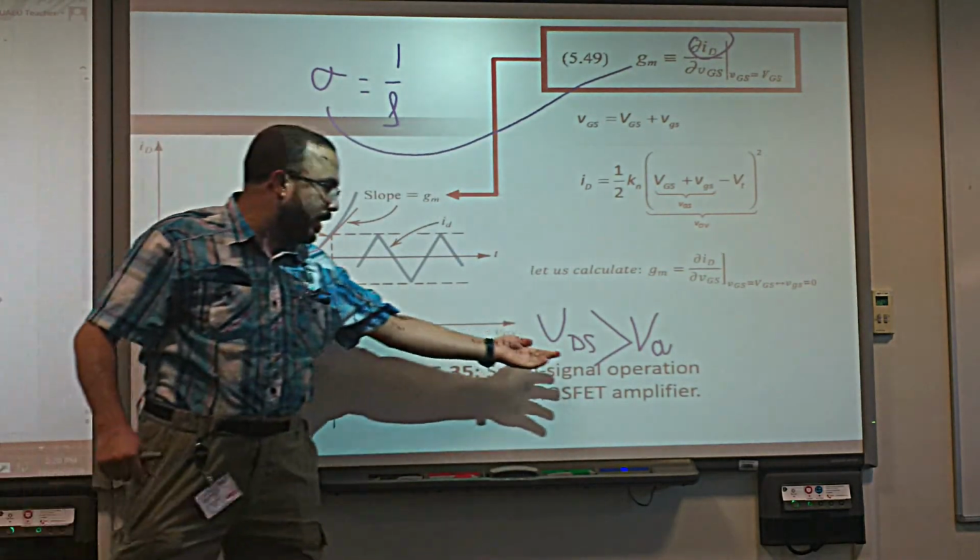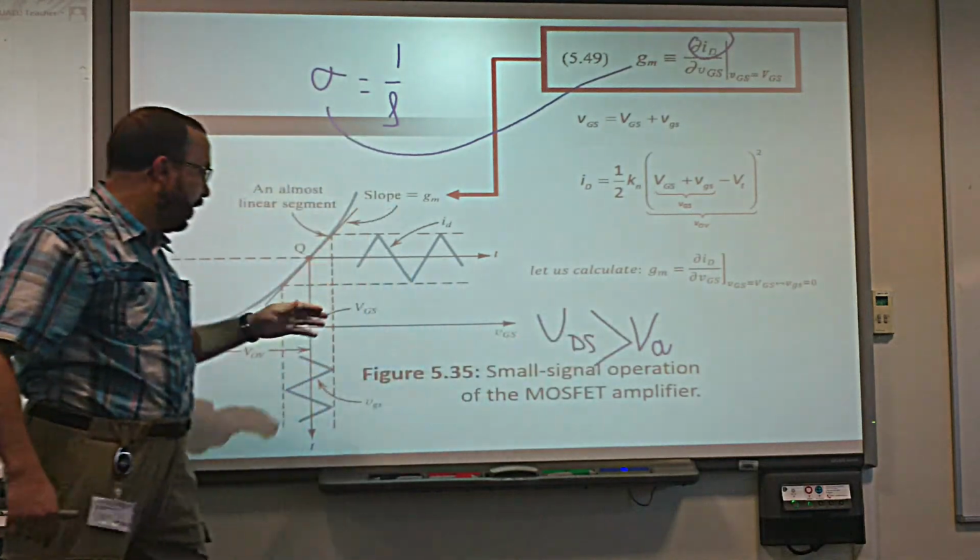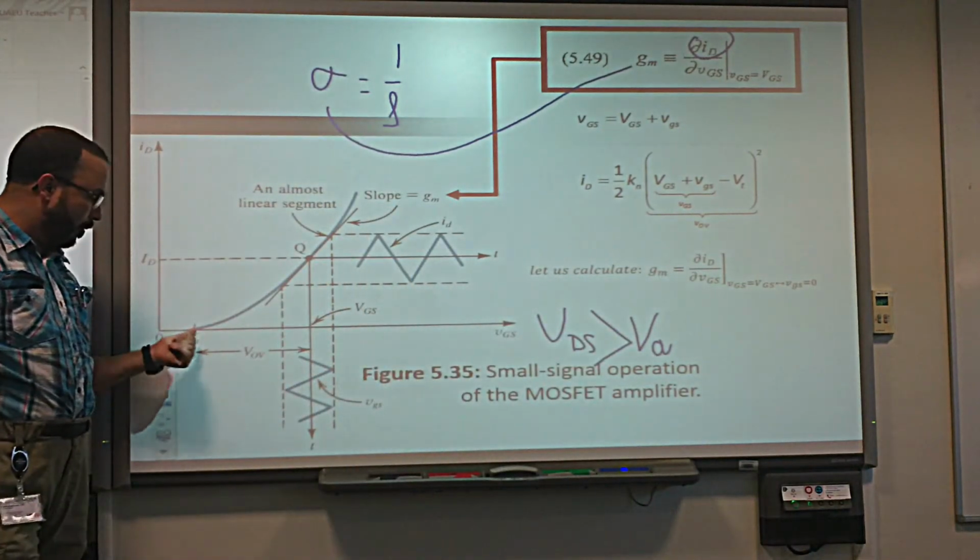So we have to have VDS above the overdrive in addition to VGS above VT.